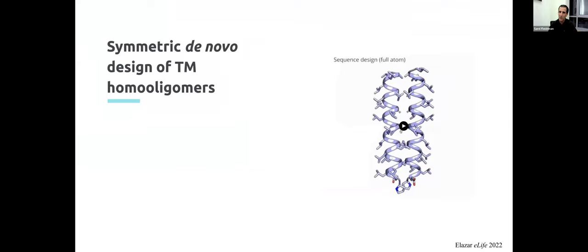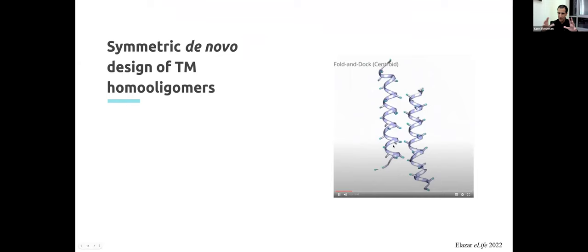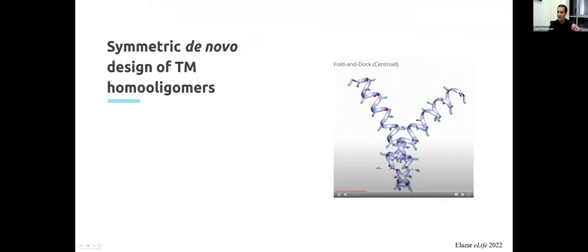And I'll show you how this protocol works for a homodimer. So again, we start just like TMHOP with an extended chain. We then fold and dock it. I'm sorry for all the jiggles, but this is the way the protocol works. This is still in centroid mode, what's called. It's not in full atom mode.